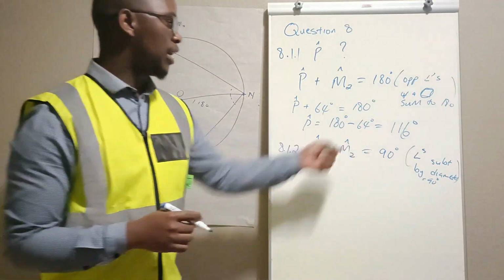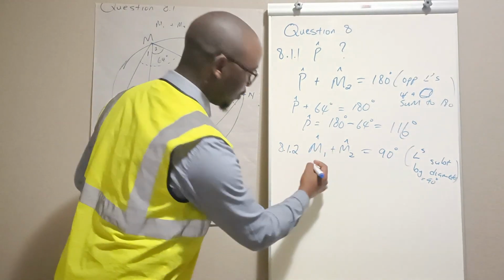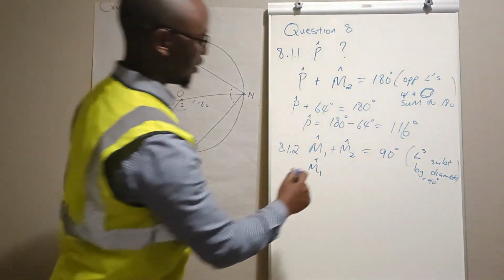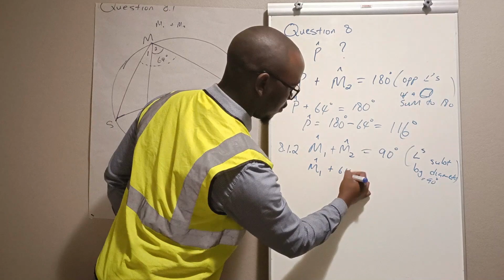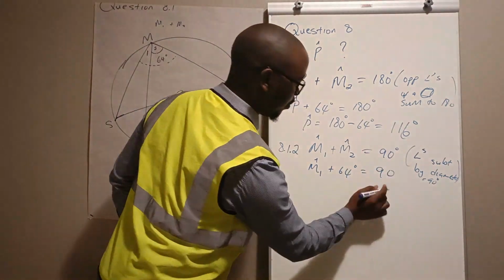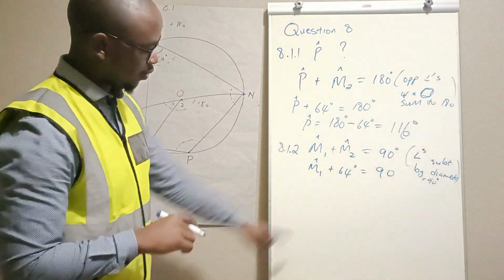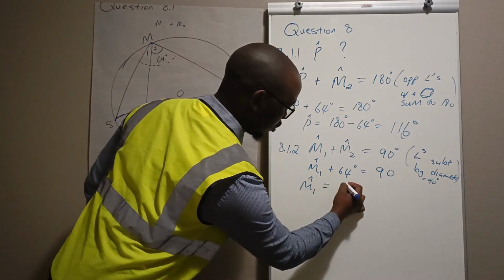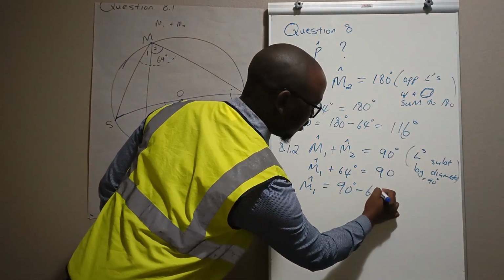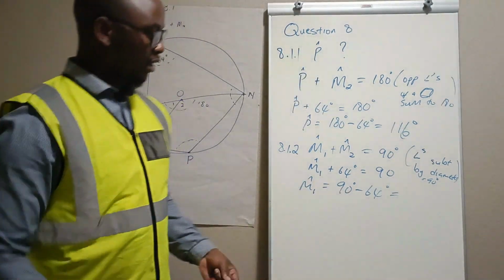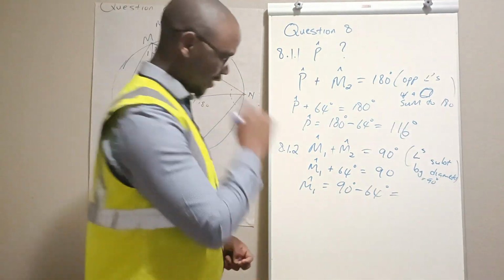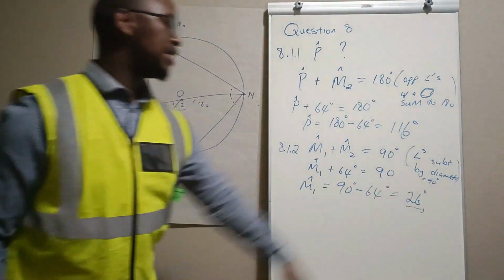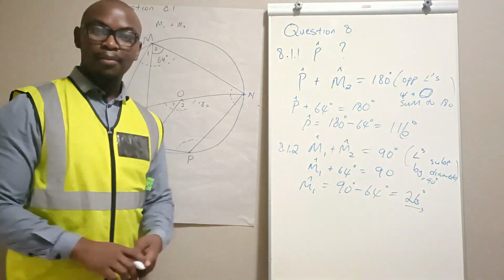All right, so how do we calculate the value of M1? Simple. We substitute the value of M2, which is 64 degrees. If we take the 64 degrees to that side, we have that M1 is equal to 90 minus 64 degrees, and you can calculate that to equal 26 degrees. So the answer is 26 degrees. That's the value of M1.